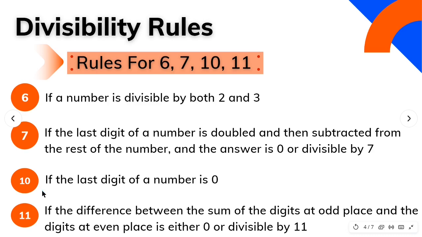To test divisibility by 10, it's easy. Any number ending with 0 is divisible by 10. That is, if the last digit of a number is 0, then the number is divisible by 10. Now, divisibility by 11. If the difference between the sum of the digits at odd places and the digits at even places is either 0 or divisible by 11, then the number is divisible by 11. These were a few basic things one should learn and memorize by heart to become fast in calculations.